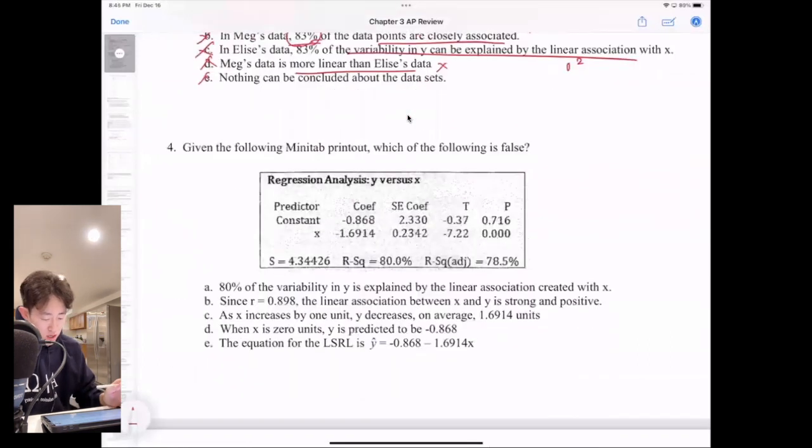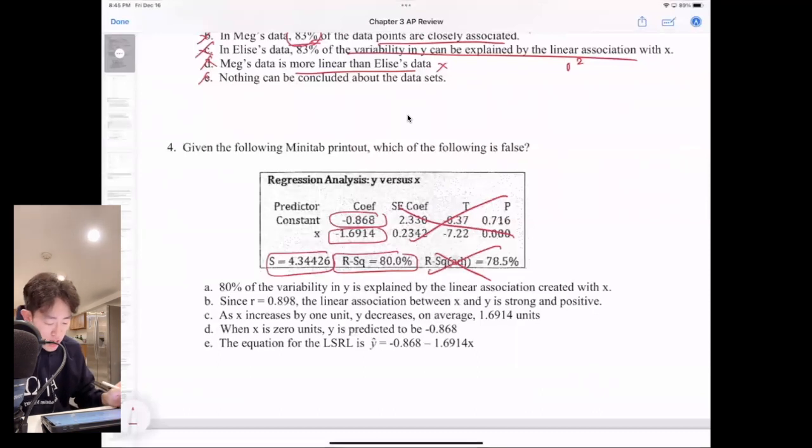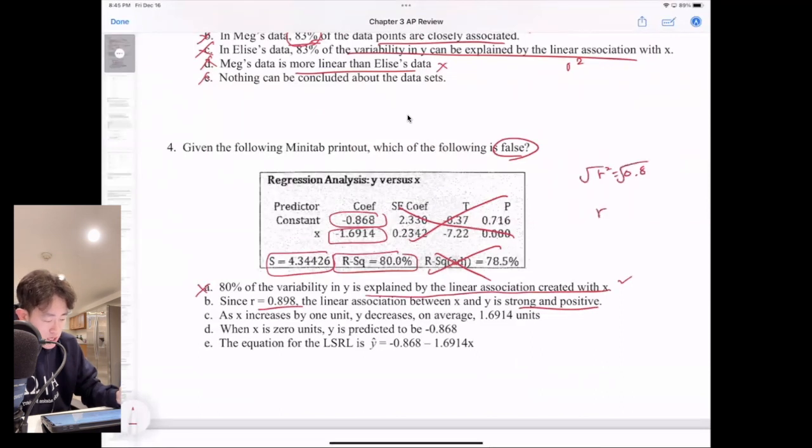All right, so number four, we have r squared, and we have the slope, y-intercept, as well as the standard deviation of the residuals. We don't want to be looking at any of that. 80% of the variability in y explained by the linear association with x: that is absolutely true. We're looking for something that's false. Since r is equal to 0.898, the linear association between x and y is strong and positive. Now recall that r squared is 0.8, and when you square root both sides, yes, r does become this in the calculator, but don't forget that there's going to be a plus and a minus that comes along with it.